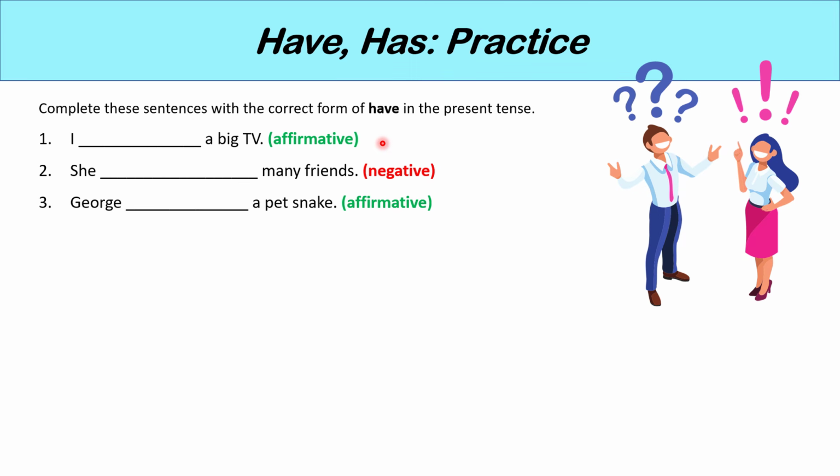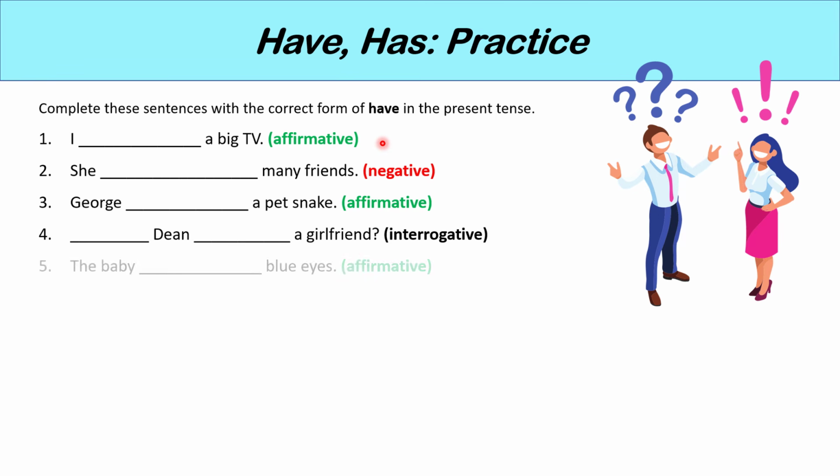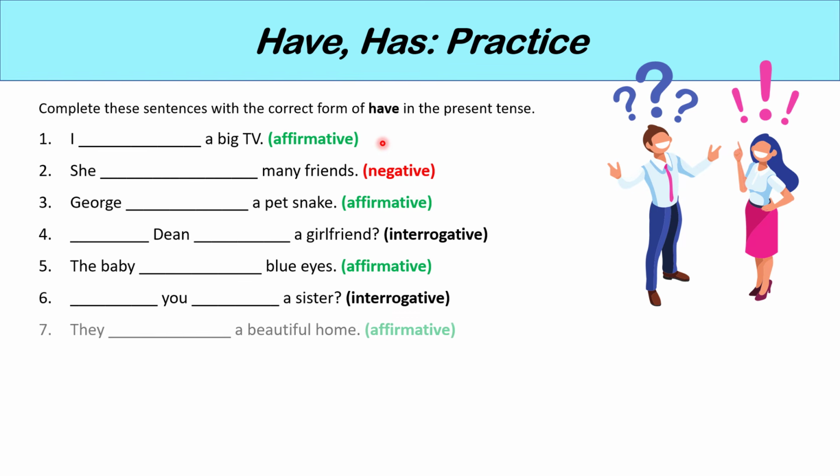Number 3, George, a pet snake. Number 4, Dean, a girlfriend. Number 5, the baby, blue eyes. Number 6, you, a sister. Number 7, they, a beautiful home. Number 8, you, a job.